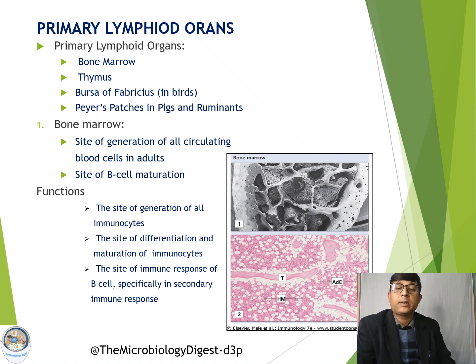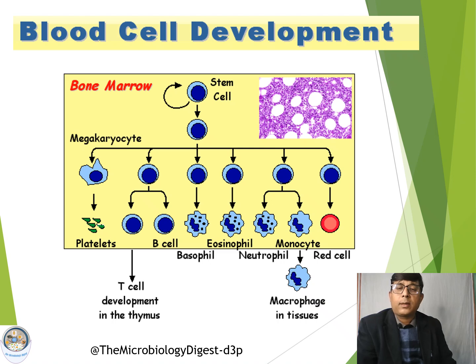Then differentiation as well as maturation also takes place, and bone marrow also serves as the site of immune response by B cells, because B cells' differentiation as well as maturation takes place in the bone marrow. So these are the sites for the immune response by B cells. Now, this is about the cells. What are the cells of the immune system? We'll be discussing that in some other discussions.